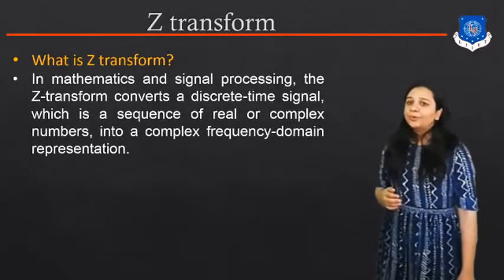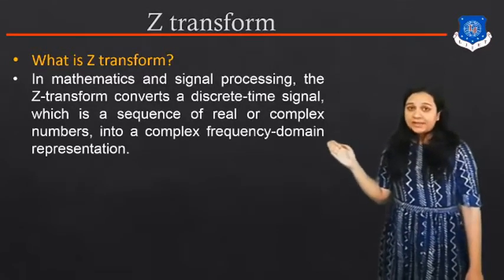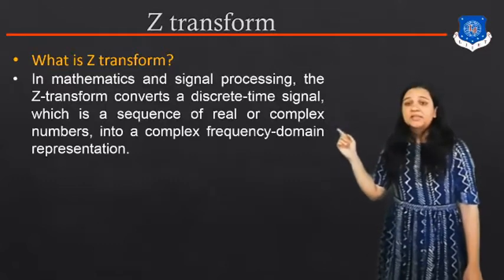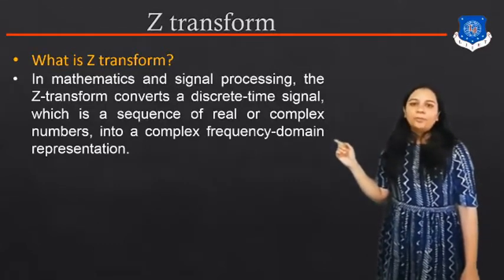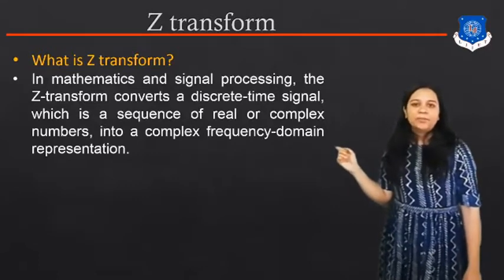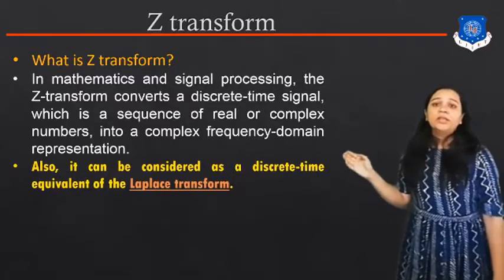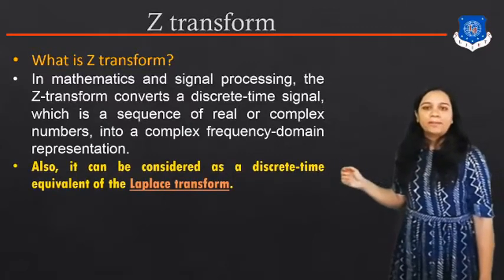Today, first of all, what is the Z transform? As you know, in mathematics and signal processing, the Z transform converts a discrete signal, which is a sequence of real or complex numbers, into a complex frequency domain representation. It can also be considered the discrete-time equivalent of the Laplace transform.